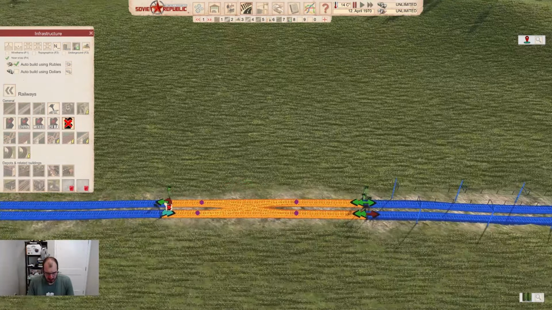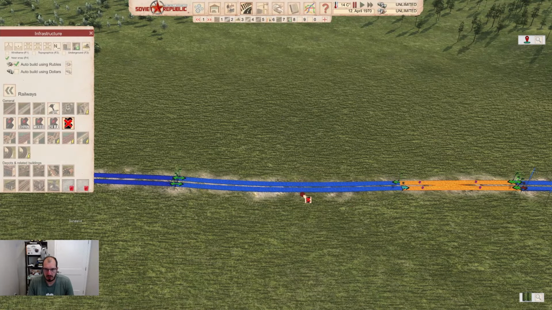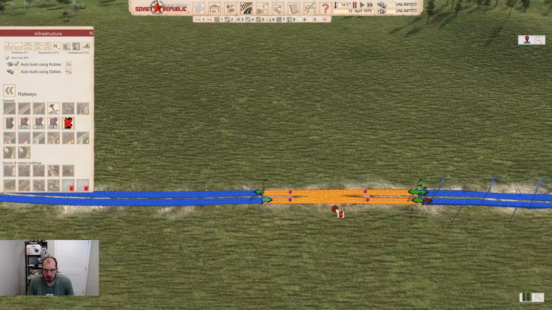Signals. There's a block signal, a chain signal, and a mixed signal. A block signal looks at the track ahead of it. If it's free, it's green. If it's not, it's red. A chain signal looks at the track in front of it plus the next signal. If the track in front of it is full, it's red. If the track in front of it is unoccupied, but the signal in front of it is occupied, it's red.